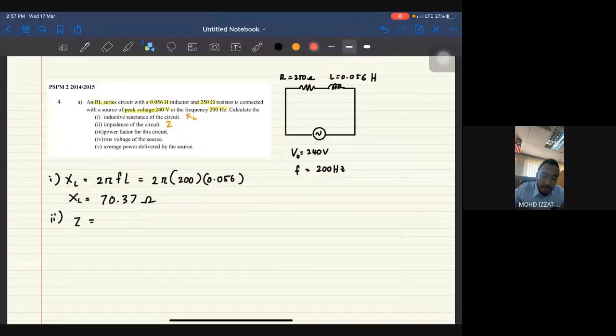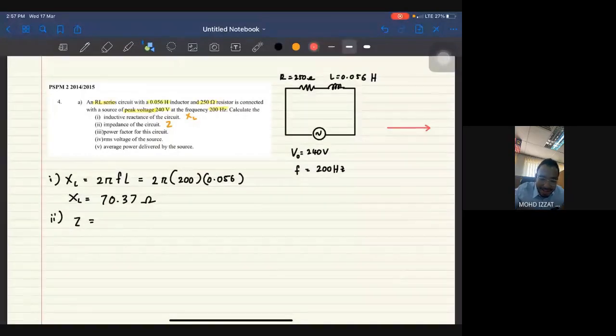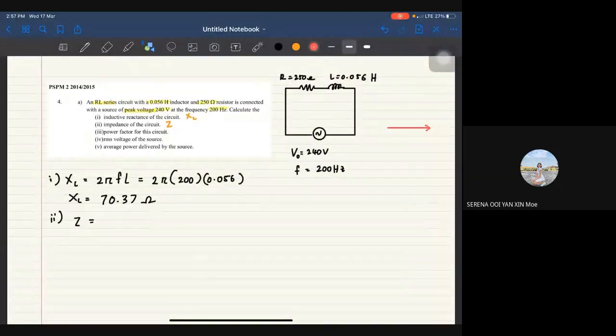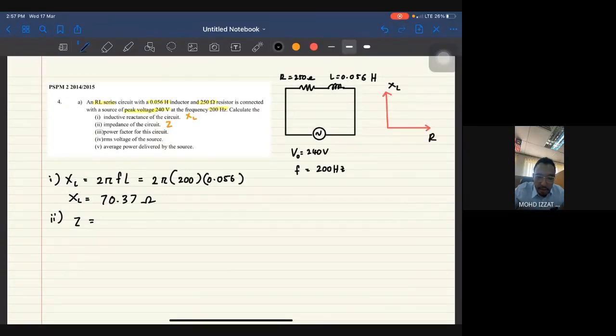So VL tu ke mana? VR kita tahu ke kanan. How about my VL? Atas ke bawah? Atas. Yes. So I can write this one in terms of VL ataupun saya boleh tulis dia sebagai XL. So I want to write in terms of XL here lah. So this one is resistor. The current is in this direction, I. And this would be my Z.